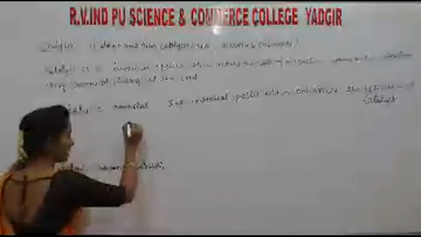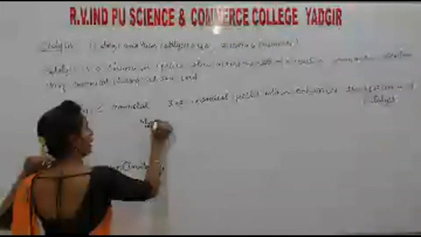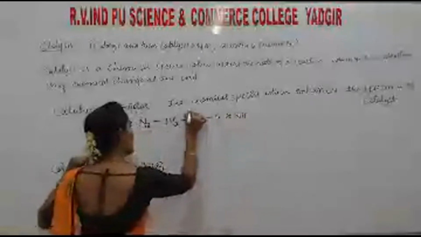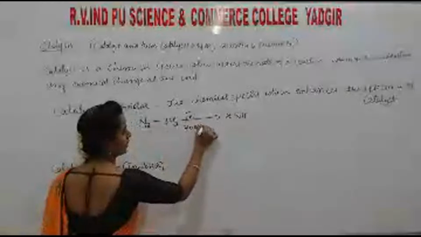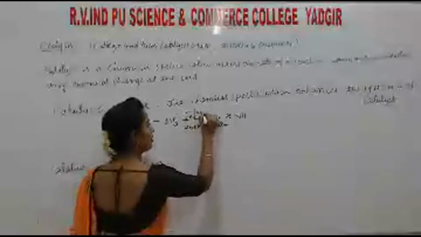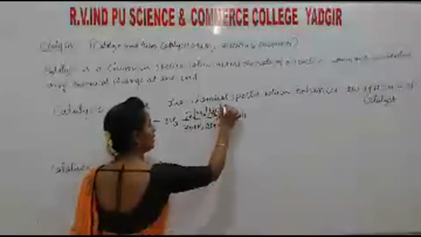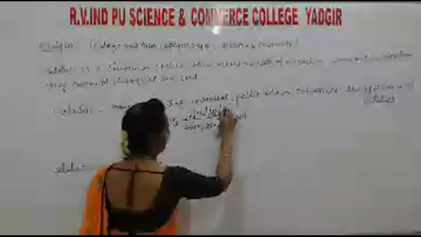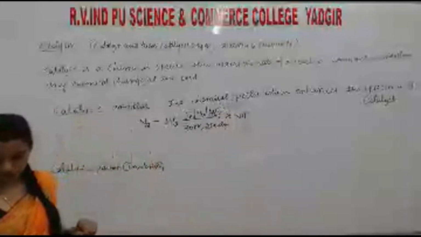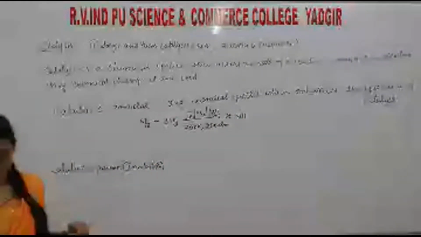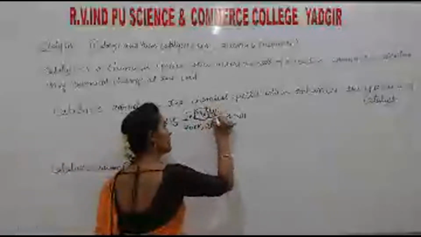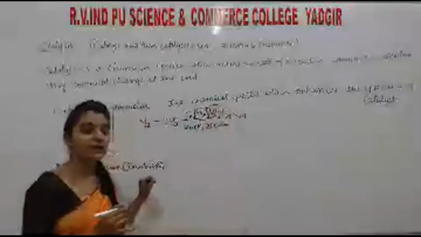So I'll take again this reaction: N2 plus 3H2 gives rise to 2NH3. Students, here iron is the catalyst. Of course, we maintain 700 Kelvin temperature and 200 atmospheric pressure. Along with this, we use molybdenum or Al2O3. Understand, students? So in this reaction, we can easily say this molybdenum and this Al2O3 are called catalytic promoters.